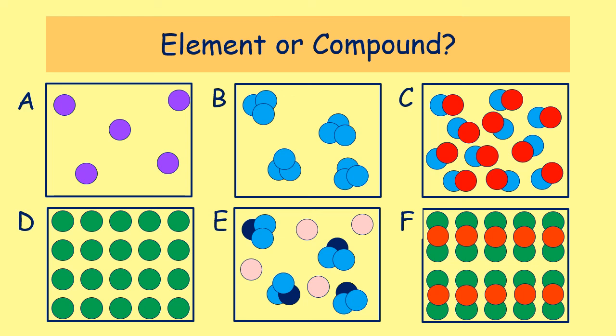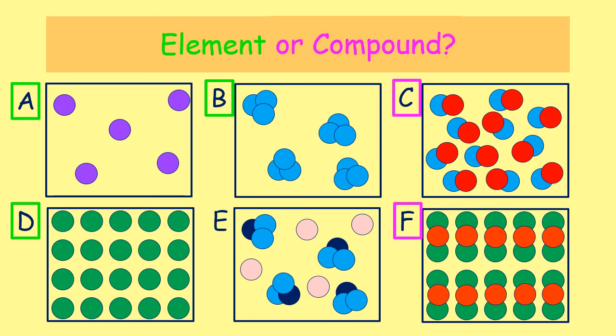So if you've paused the video and you've come back, the 3 ones that are elements, because there are 3, are A, B, and D. Now what I'd like you to do from the remaining 3 is identify which ones are compounds. So remember, a compound contains more than one type of element, more than one type of atom chemically joined together. So if you've had time to think, the compounds are C and F.